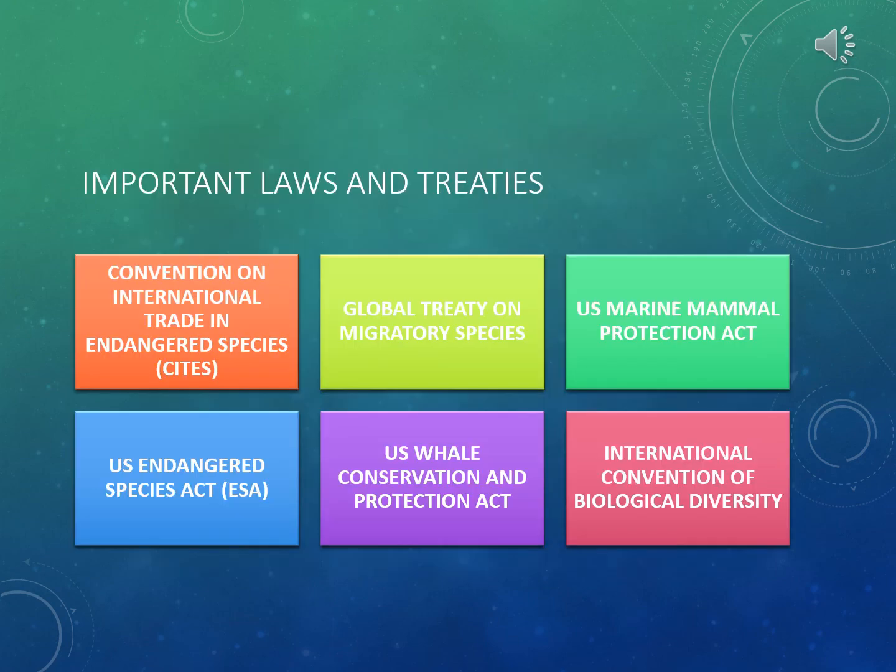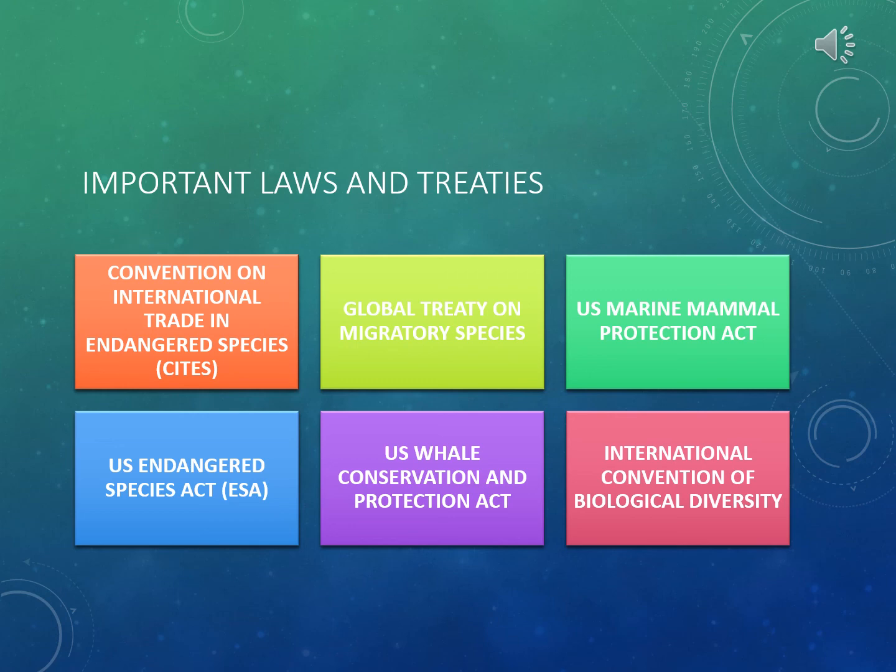So what are some of the laws and treaties that are responsible or associated with fishing? The first is the Convention on International Trade in Endangered Species, also known as CITES. This law makes it illegal to transport, trade, sell, or own an endangered species in signatory countries. The Global Treaty on Migratory Species makes it very particular that you have to maintain the migration patterns and pathways of particular organisms, most often birds.